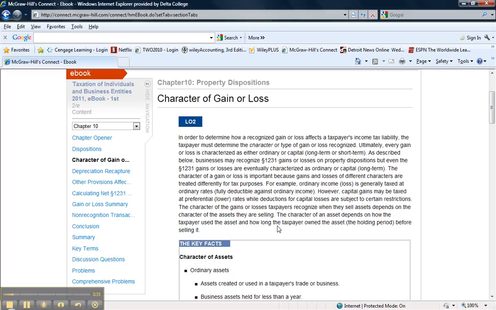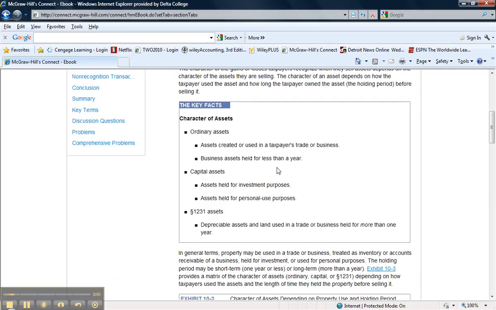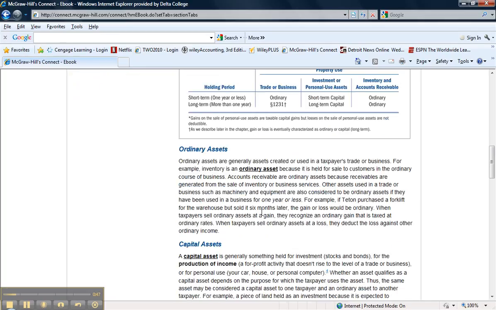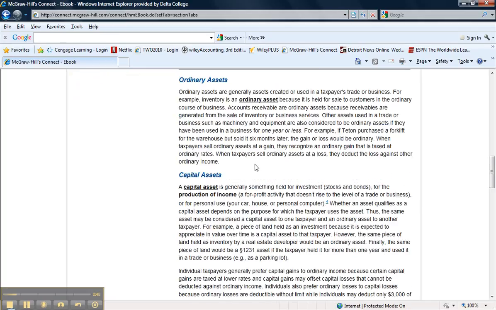So in doing that, we'll look at the kinds of assets that you could have: ordinary assets, capital assets, or Section 1231 assets. The chapter goes on to discuss these types of assets in further detail. Ordinary assets are assets that are usually created in the course of a company's business, like inventory is purchased, accounts receivable is generated by sales. These types of assets are usually only around for a year or less before they're either used up or sold.